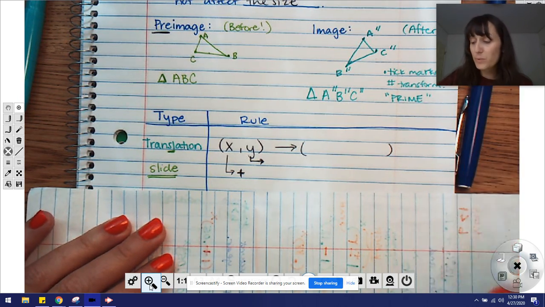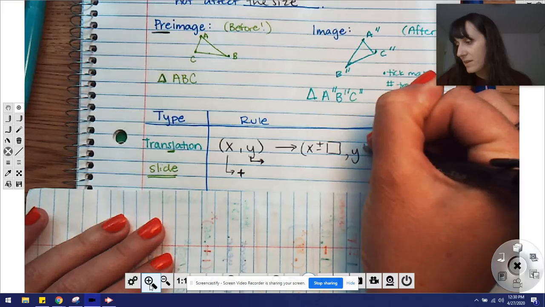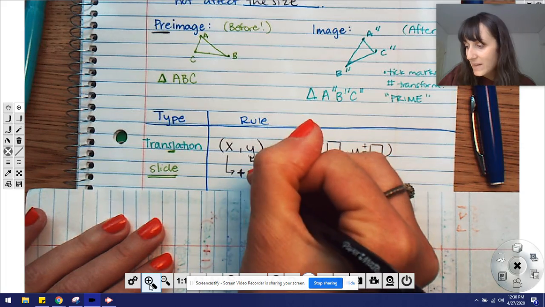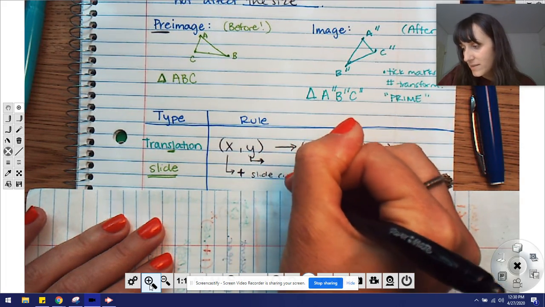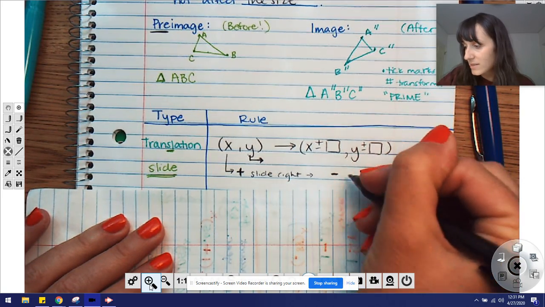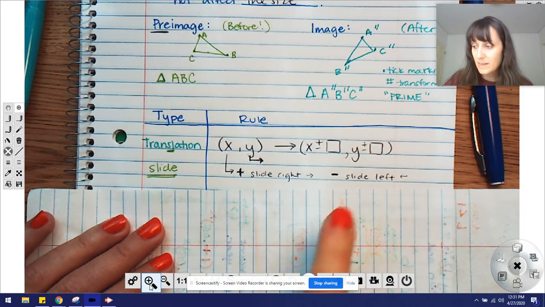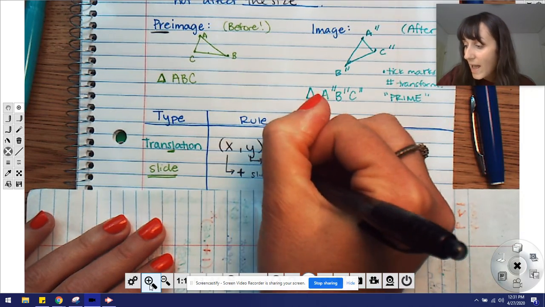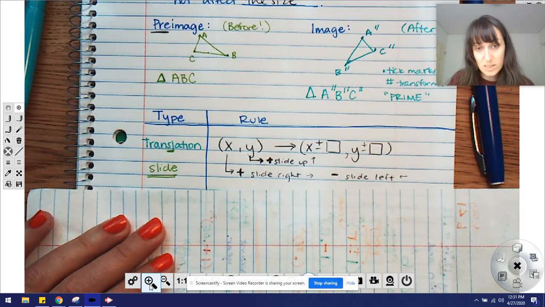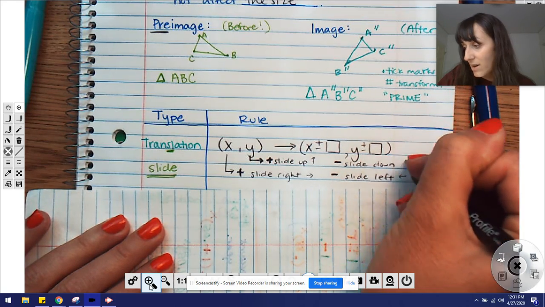The way that we write rules for translations are we're going to do x plus or minus a number, and then y plus or minus a number. When we add to x, that means we slide right towards the positive. If we subtract from x, that means that we slide left or towards the negatives. For the y values, if we add to y, we are sliding up because that's towards the positives. If we subtract from y, that means that we slide down.